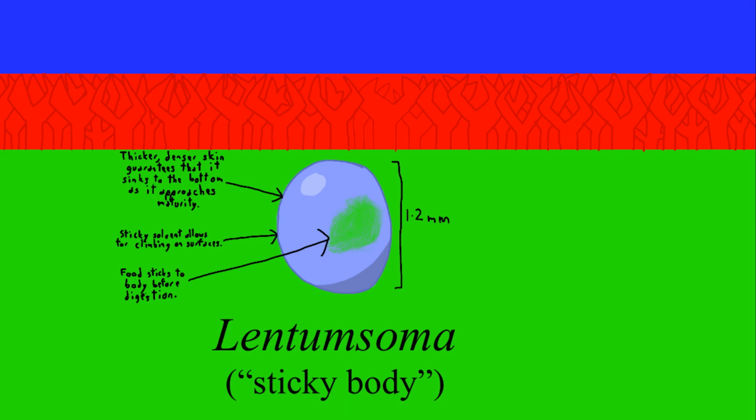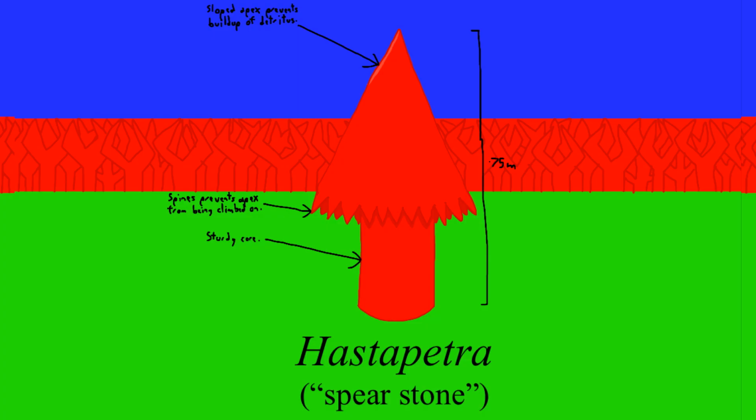Lentomsomes end up helping the health of petrophyte reefs by feeding on debris that would otherwise limit the petrophytes' access to sunlight. As with the petrophytes, they too speciated into a variety of clade forms. One such subclade would be the sphere petrophytes, also known as pastapetra.